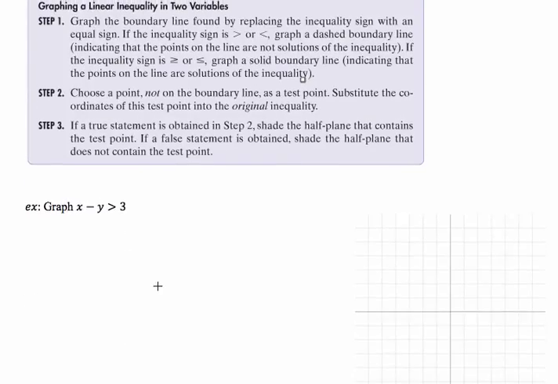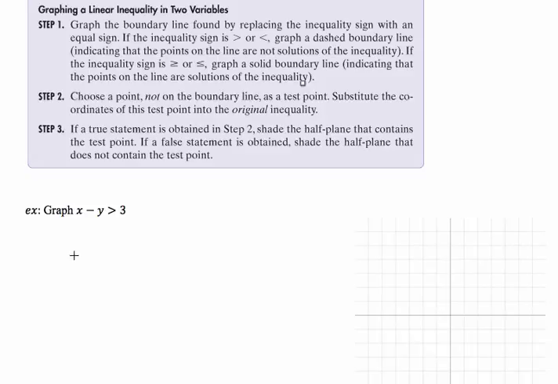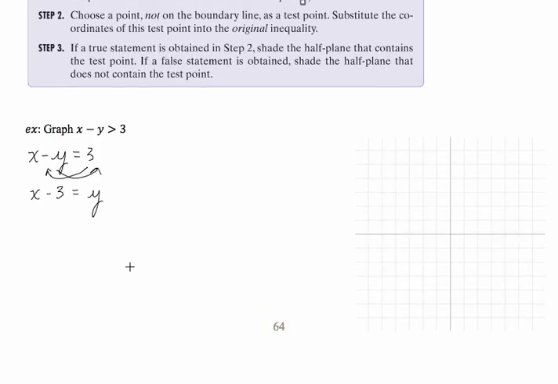So let's do that for this example right here. Okay, first we need to replace this inequality by an equal to sign so that we can figure out how to graph this line. So this is the line x minus y equals 3. That's going to be the boundary line that cuts the plane in half. Solving for y, I'm going to add y over here and subtract 3 over here. So we'll have x minus 3 equals positive y, or y equals x minus 3. So that has a y-intercept of negative 3 and a slope of 1.